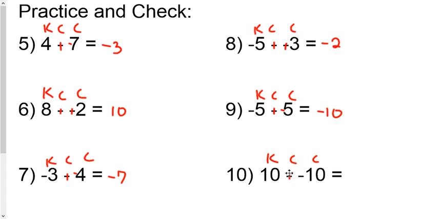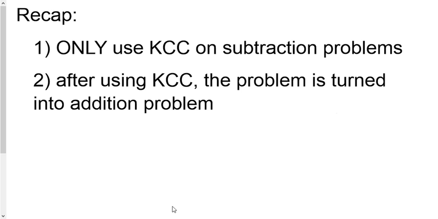And I think you can follow along at the bottom with what I'm doing. So hopefully you had no problems with these practice and checks. Hopefully it's taken a lot of the mystery and frustration out of subtracting integers. To recap, only use keep, change, change on subtraction problems. This is the only time you're going to use keep, change, change. After using the keep, change, change method, the reason it works is the problem's turned into an addition problem. We're adding the opposite of that number. If you don't change that second sign, if you don't do that second change, it doesn't work. So good luck. If you've got any questions, let me know.